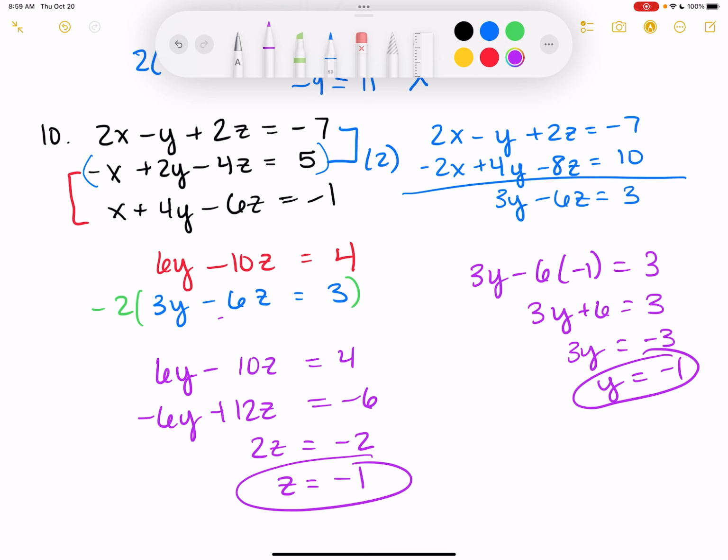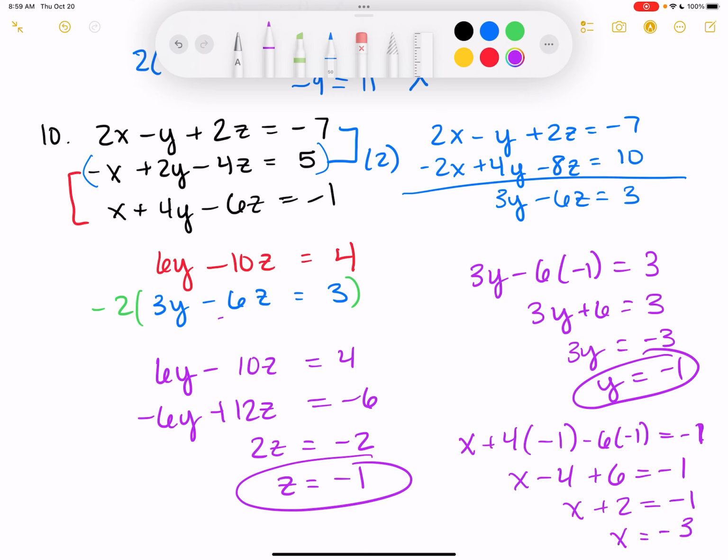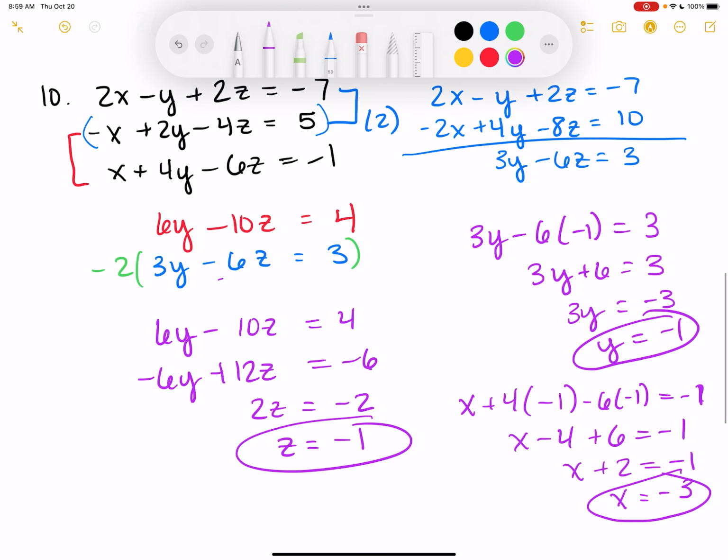So then once we have those two, we go all the way back to one of the three original equations. It doesn't matter which one, and we plug it in and solve for the missing variable. You want 1, 2, or 3? It doesn't matter, purely your choice. 3. Okay, great. So I've got x plus 4 times -1 minus 6 times -1 equals -1. So x minus 4 plus 6 equals -1. X plus 2 equals -1. So x equals -3. So then my answer, written as an ordered triple, would be -3, -1, -1.